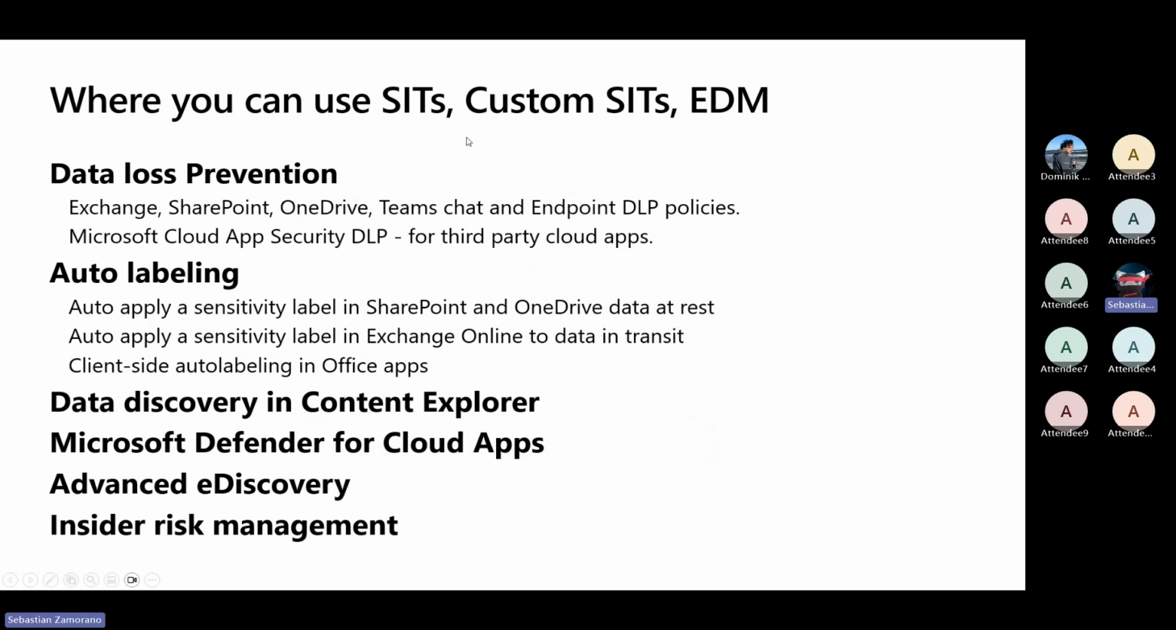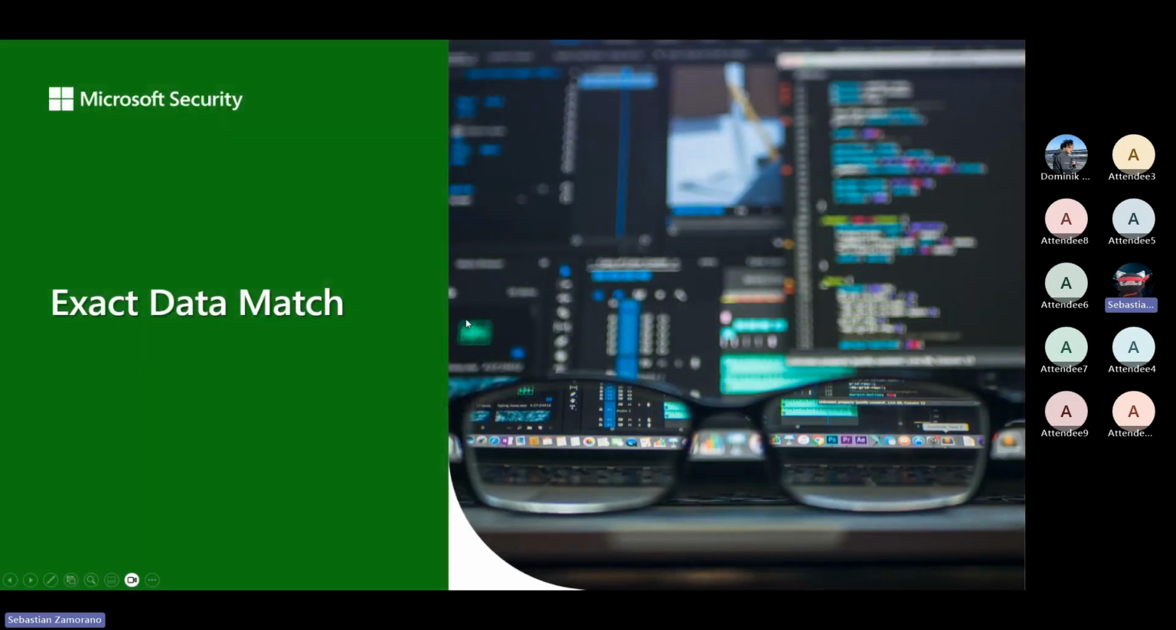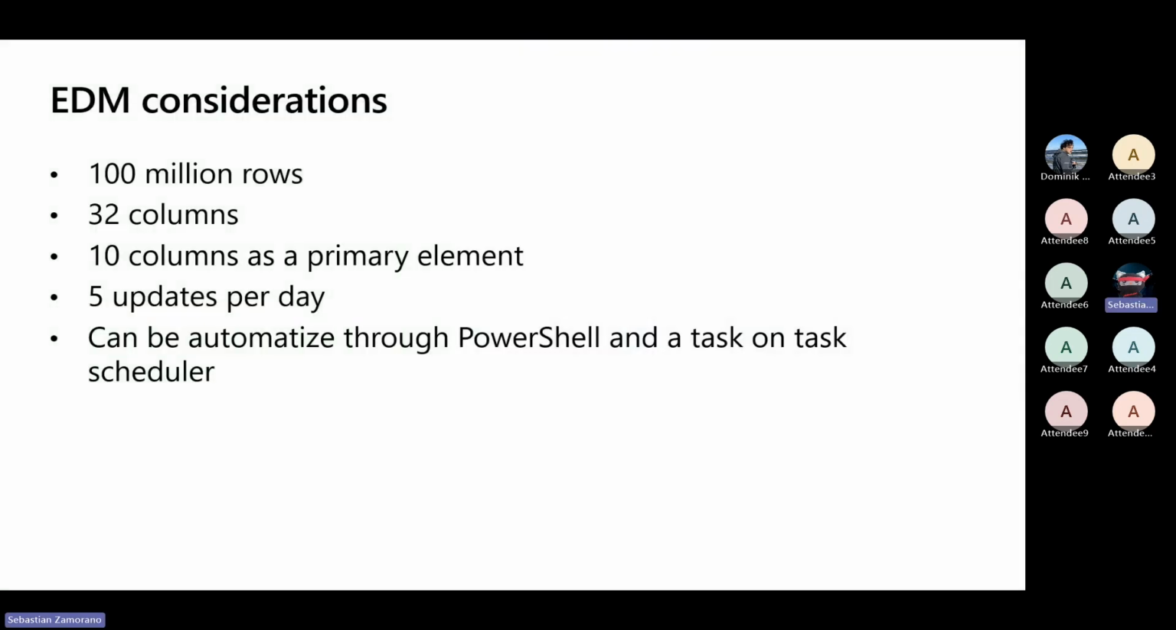Sensitive information types, custom sensitive information types, and exact data match can be used on DLP, auto labeling, data discovery in Content Explorer, Microsoft Defender for Cloud Apps, Advanced eDiscovery, and Insider Risk Management. And we will go to the real world. I will show only a few more slides, but then I will start working with all this sample about exact data match and all the post tasks. And normally, if you have some experience, I will explain that.